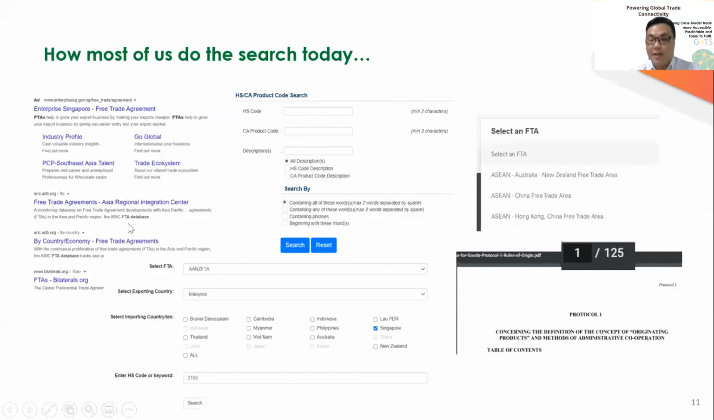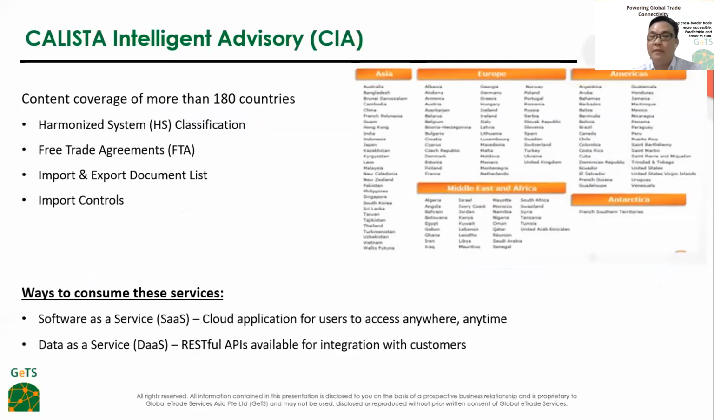Of course, today we are sharing this tool so that you know how technology, and the way we have acquired information, can make it simpler for you to do all this. The tools that Melissa mentioned are available and also free. This is one of the many tools as well. In GeTs, we offer this Calista Intelligent Advisory, CIA in short. It covers more than 180 countries.